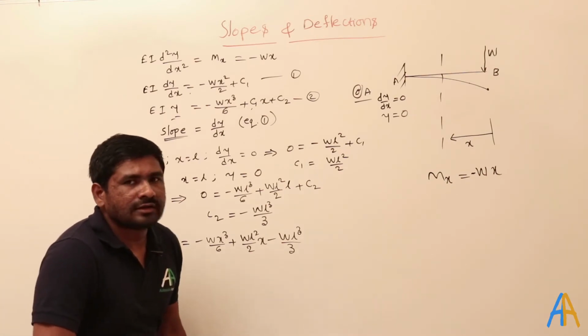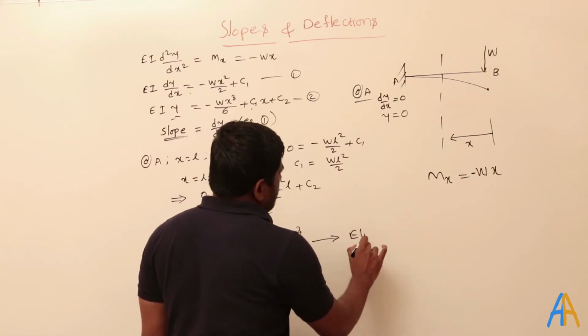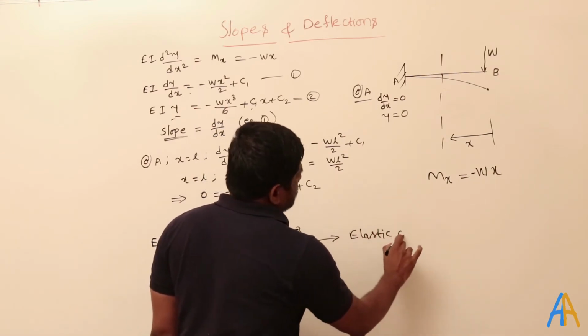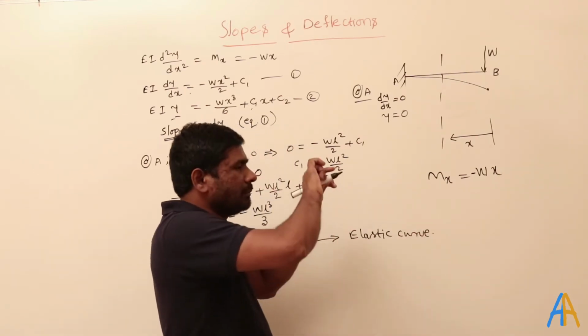This final equation is also called the elastic curve equation. Okay, it is an elastic curve. Why is it called the elastic curve? It is a bending like that.